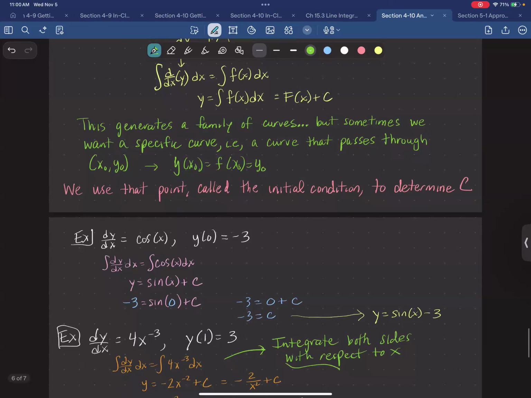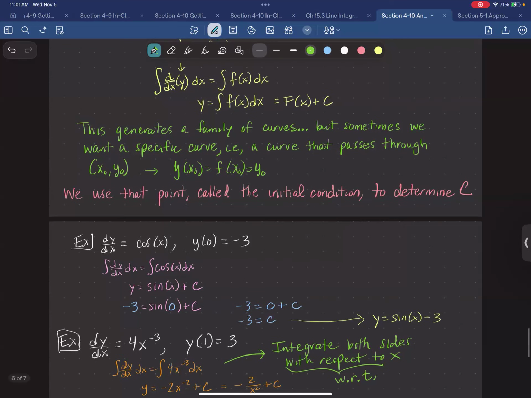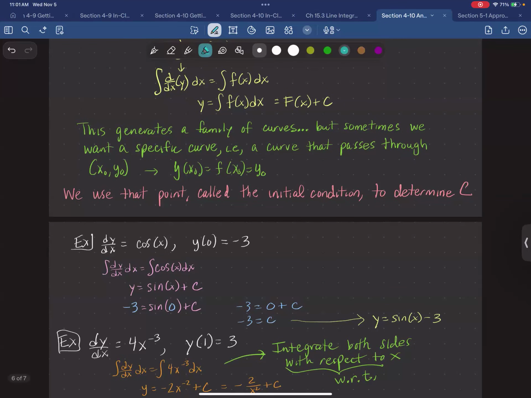With respect to is often abbreviated as WRT because you say it a lot. So what that line means is put the integral on with the dx. That is, integrate both sides with respect to x. Okay? So we're going to do that here.